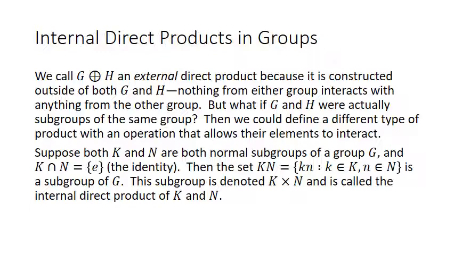So suppose that both K and N are both normal subgroups of a group G, and that their intersection, K intersect N, is E, just the identity. Then the set KN, which is defined exactly like what it looks like, is the product of all of the elements from K with all of the elements from N. That is actually a subgroup of G. I think we actually looked at that once. I don't remember if it was a homework problem or a practice test problem, but I think we've done that before. So this subgroup is denoted like this.